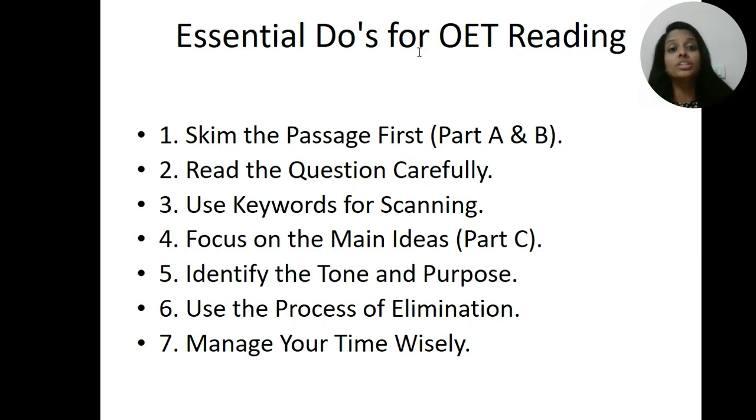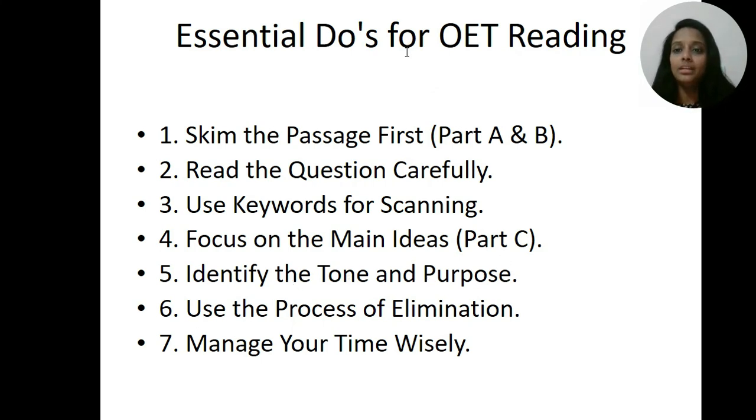You need to focus on the central theme or main idea. So don't get bogged down by every single detail. Understanding the big picture allows you to better grasp the author's message, which is very essential for answering the questions correctly. And the next one is identify the tone and purpose.